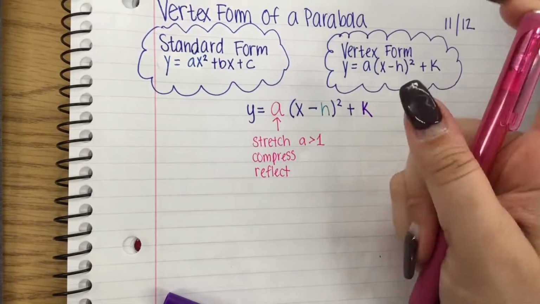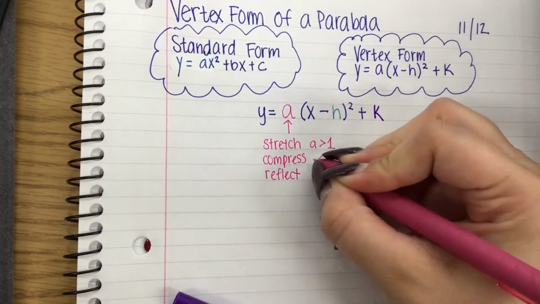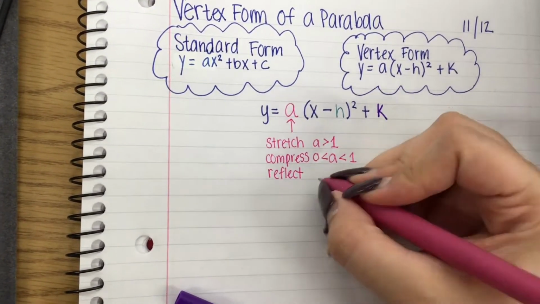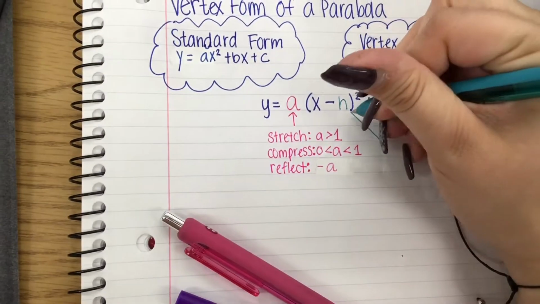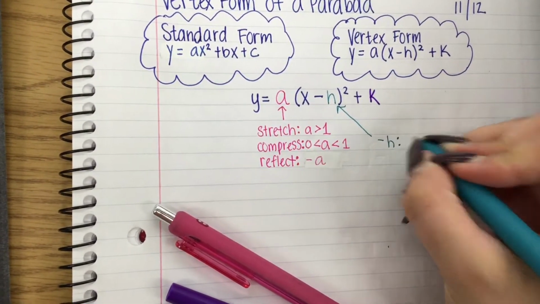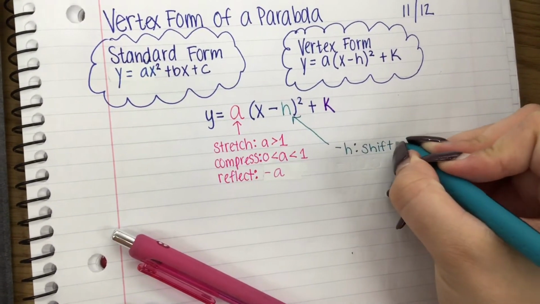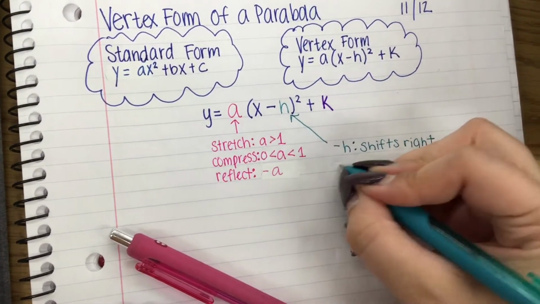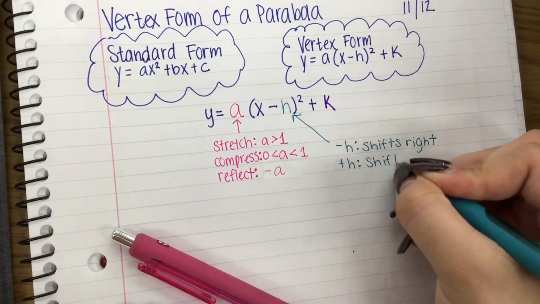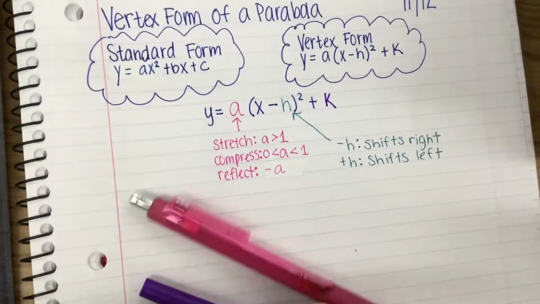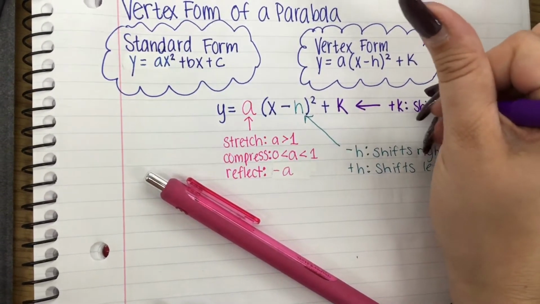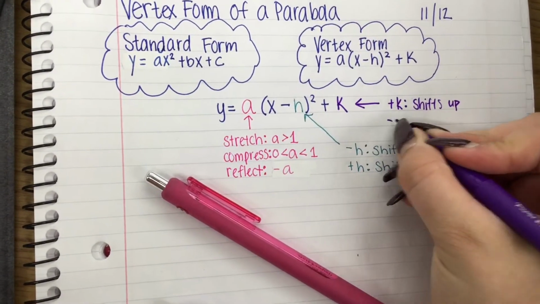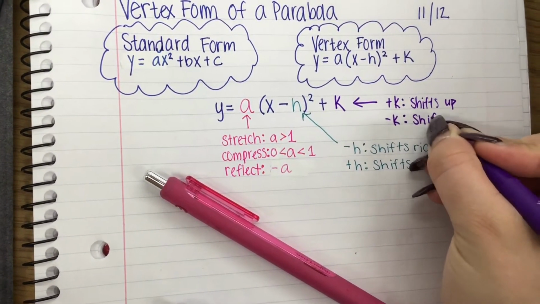That a is going to be in charge of a stretch, a compress, or a reflection. The stretch will happen if a is greater than 1. The compress will happen if a is between 0 and 1, and the reflect will happen if a is negative. The h is going to affect our x value. So if it's a negative h value, it's going to shift us right. And if it's a positive h value, it's going to shift us left. k is a vertical shift. So if it's positive, it's going to shift us up, and negative is going to shift us down.